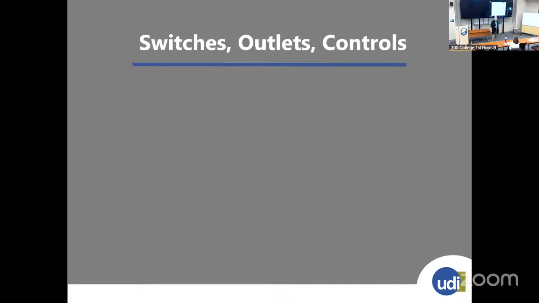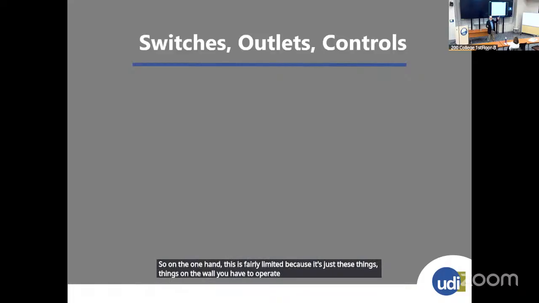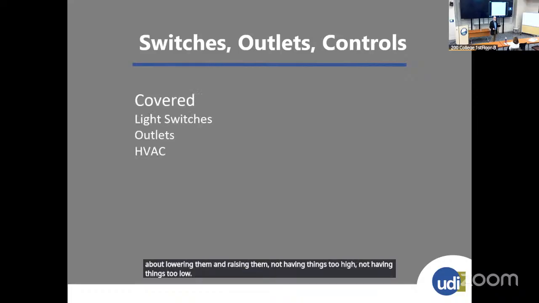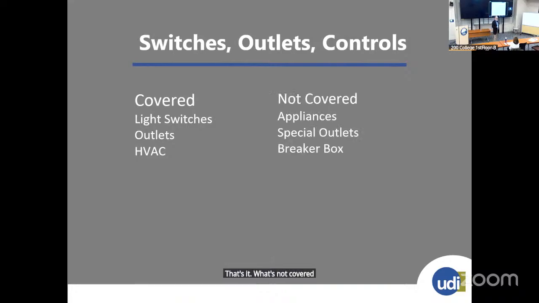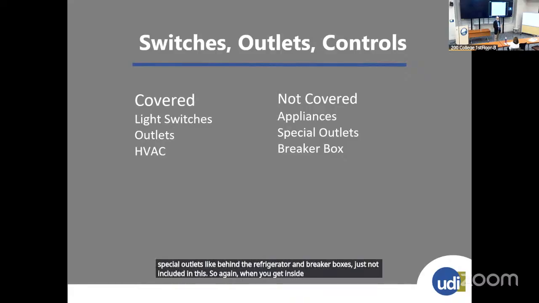So on the one hand, this is fairly limited because it's just these things on the wall you have to operate. And in general, in the field, it's all about lowering them and raising them, not having things too high, not having things too low, with lots of exceptions. So what's covered under the Act is light switches, outlets, and heating and ventilating. That's it. What's not covered specifically is anything to do with appliances, special outlets like behind the refrigerator, and breaker boxes, just not included in this.